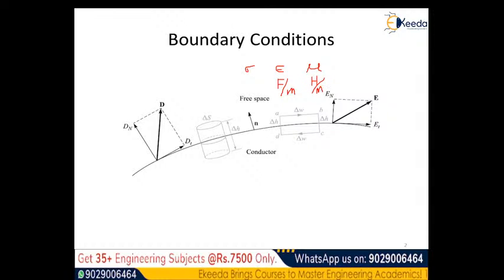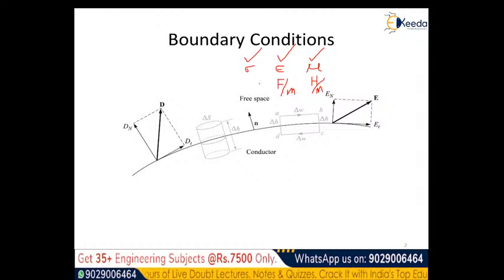So here it is the Henry. Henry is the SI unit for representing inductance, whether it is self inductance or mutual inductance. So these are the three parameters: sigma, the conductivity, epsilon, the permittivity, and mu, the permeability.